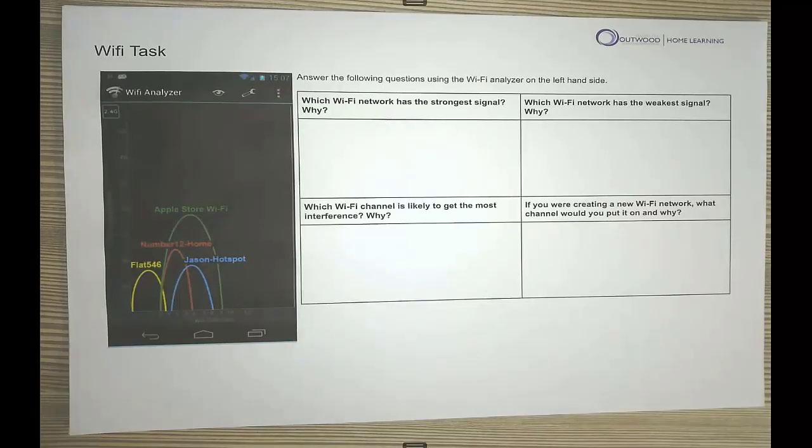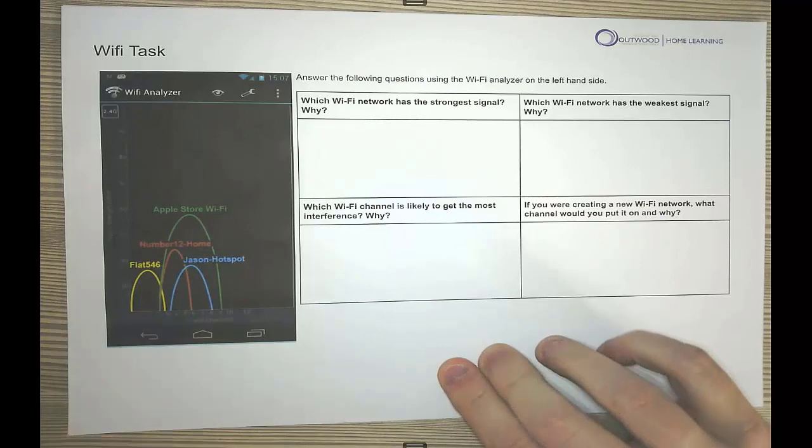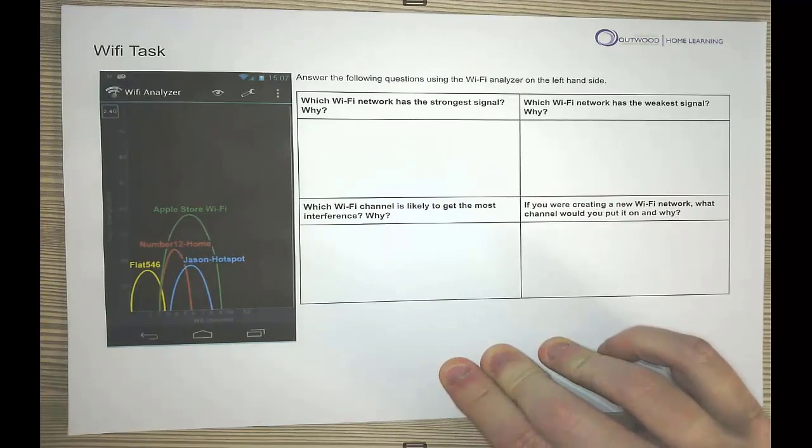Okay, so let's have a little look at this task we've just asked you to complete. On the left hand side, we've taken a screenshot of a Wi-Fi analyzer app. This app basically shows all the Wi-Fi networks that are in range and their signal strength. So you can see we've got 4 networks. You've then been asked to answer the following questions and justify your decision. So let's start with which Wi-Fi network has the strongest signal and why?